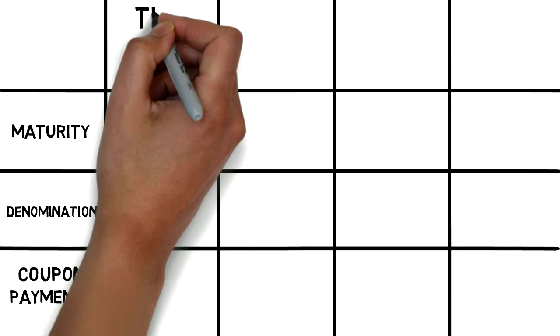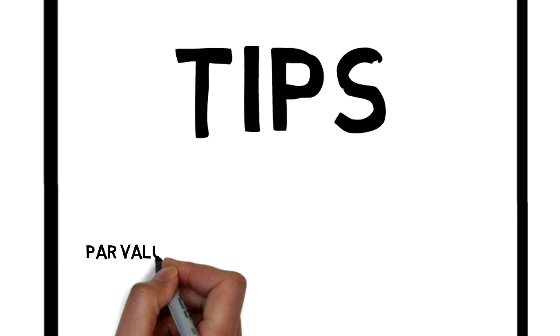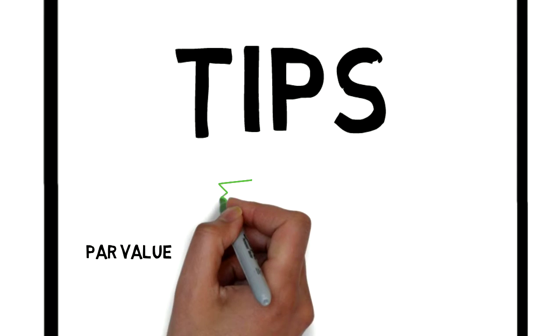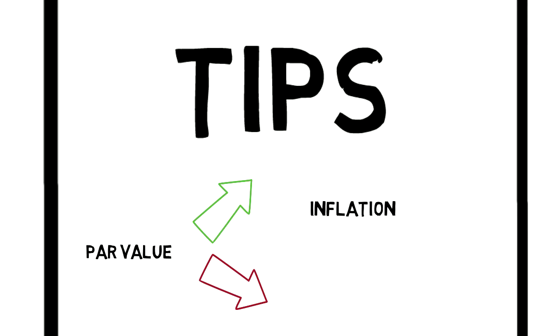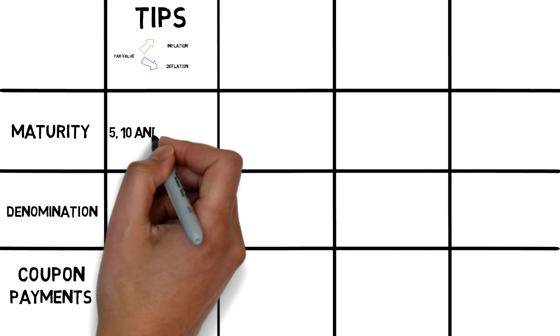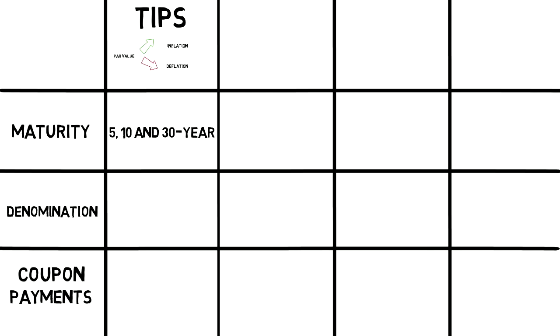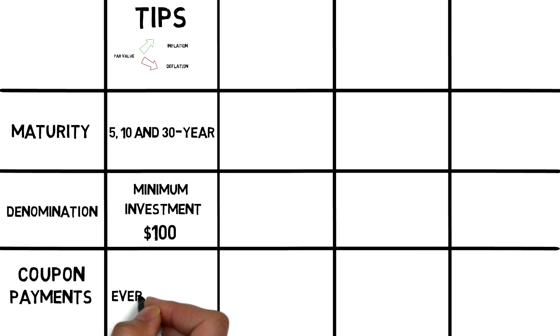So let's begin with Treasury inflation-protected securities. Treasury inflation-protected securities refer to a Treasury security whose par value increases with inflation and decreases with deflation, as measured by the Consumer Price Index. TIPS are available with 5, 10, and 30-year maturities with a minimum investment of $100. Interest on TIPS is paid every 6 months, at a fixed rate.